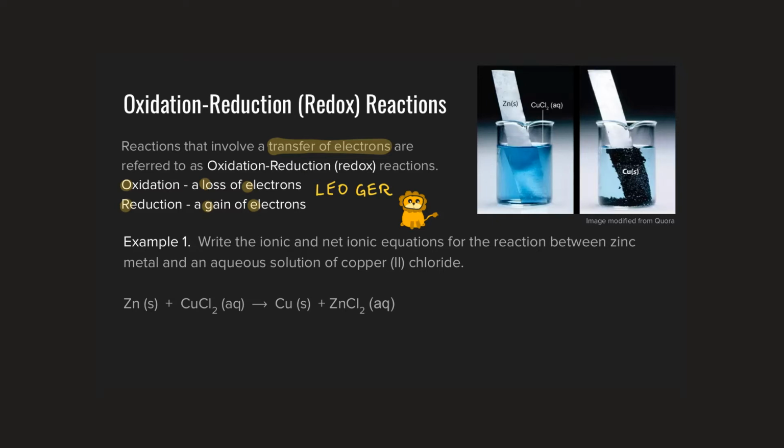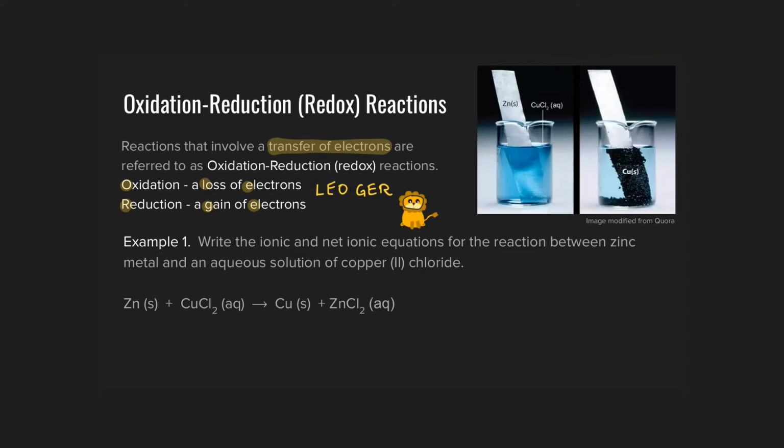Now, to write an ionic equation, all we need to do is to recognize that soluble species in solution will dissociate if they're ionic compounds, and as such, because we've got an aqueous solution of copper 2 chloride and an aqueous solution of zinc 2 chloride, which are present in the equation written here, we just need to go ahead and dissociate those aqueous species as we write our ionic equation. So let's rewrite now as an ionic equation.